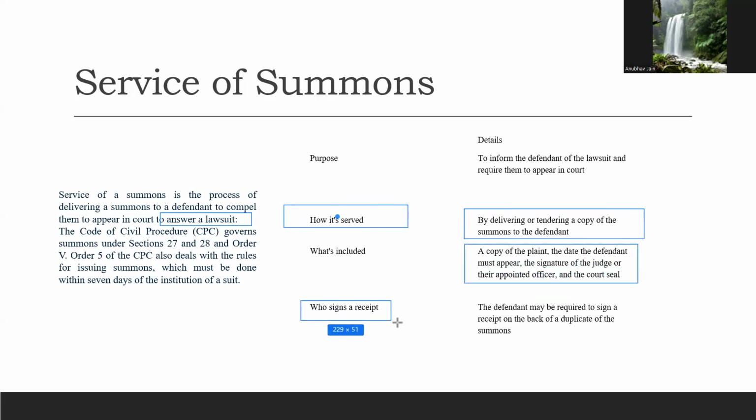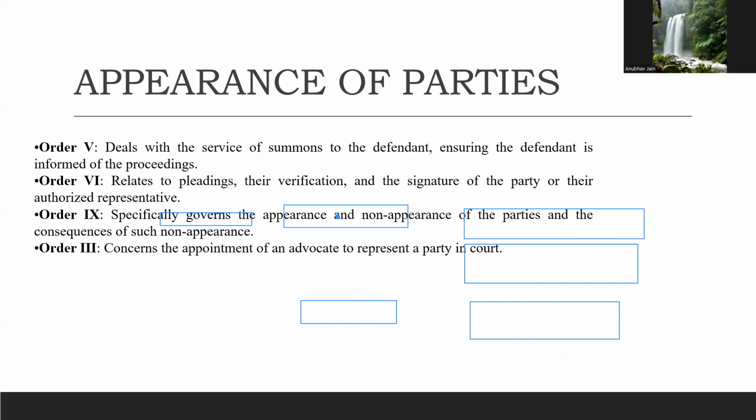And who signs a summons? The defendant may be required to sign a receipt on the back of the duplicate. Summons is actually signed by the presiding officer of the court. And then once it is delivered to the defendant, the defendant is required to sign that he has received the summons of the particular court. This is how service of summons works.